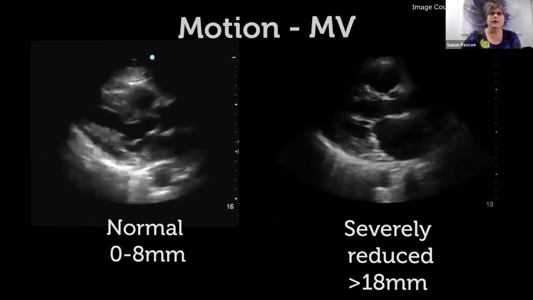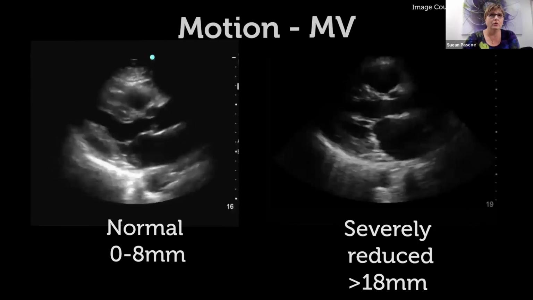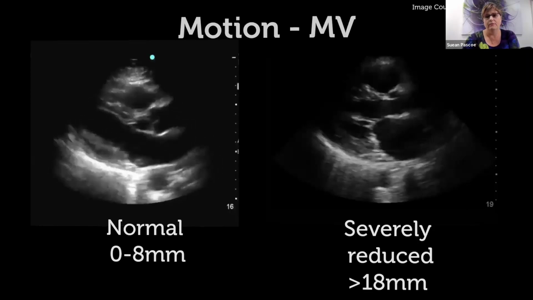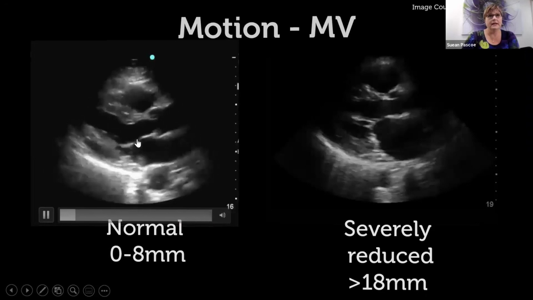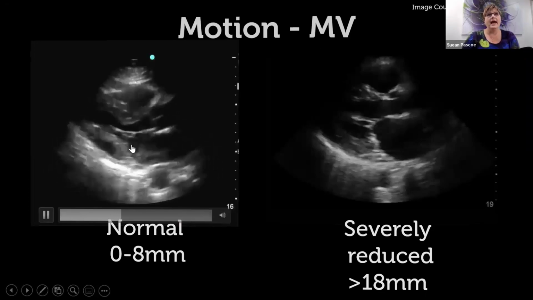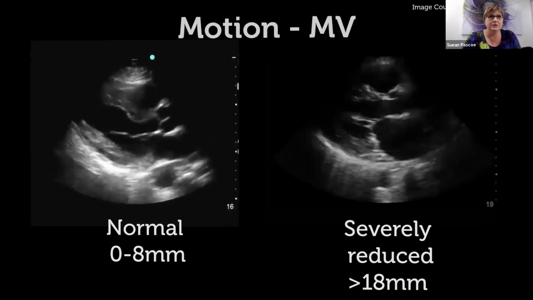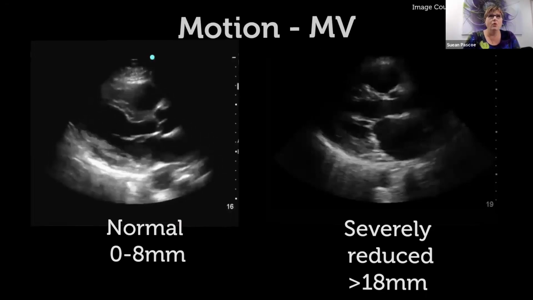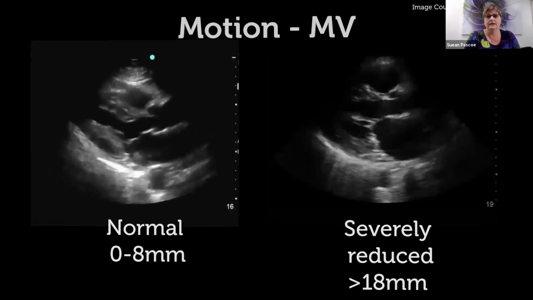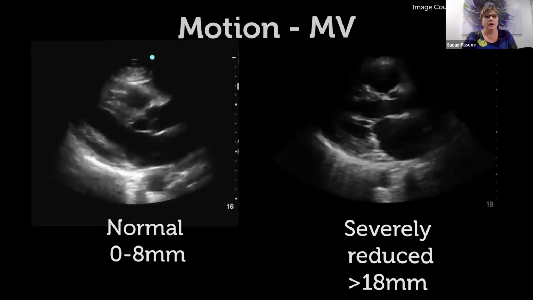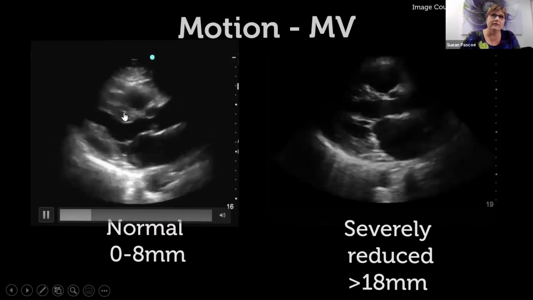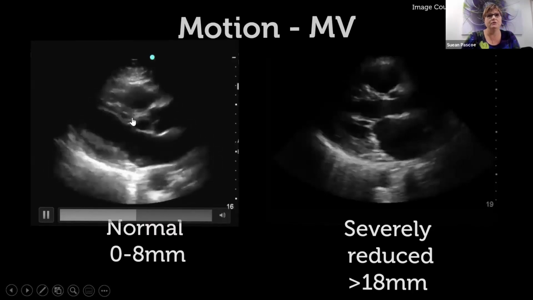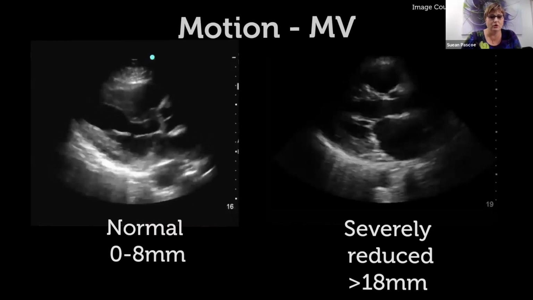So the next thing we look at on this parasternal long axis view is motion. Now, if we look here at the normal view, we can see what the normal motion of the mitral valve looks like. So when we look at this mitral valve leaflet here, and particularly the anterior leaflet, we can look at how close it's coming to the interventricular septum. And in the normal heart, that should almost kiss the interventricular septum and should open up quite a lot. So if we look at the separation between this anterior mitral valve leaflet and the interventricular septum, it should be between 0 and 8 millimeters in the normal patient.